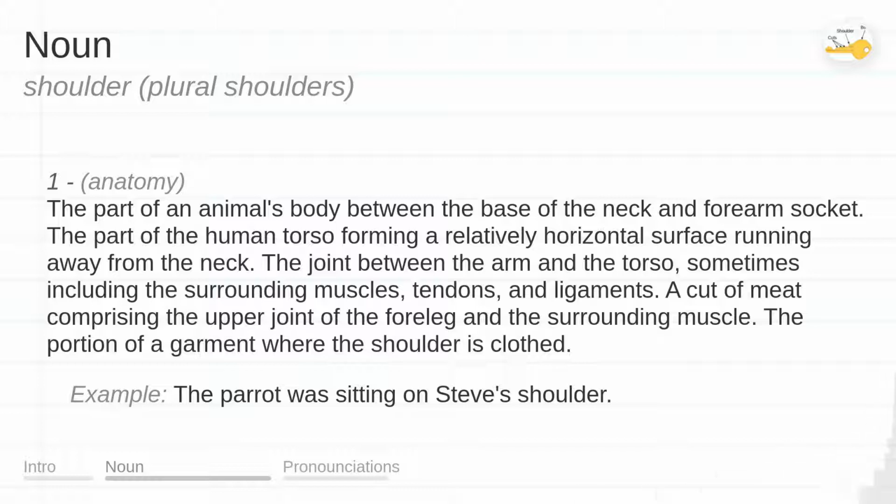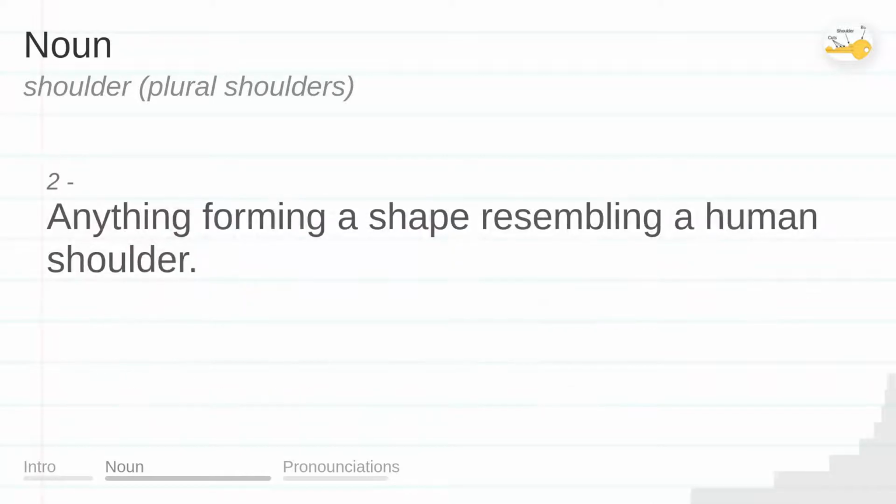A cut of meat comprising the upper joint of the foreleg and the surrounding muscle. The portion of a garment where the shoulder is clothed. Example: The parrot was sitting on Steve's shoulder. Anything forming a shape resembling a human shoulder.